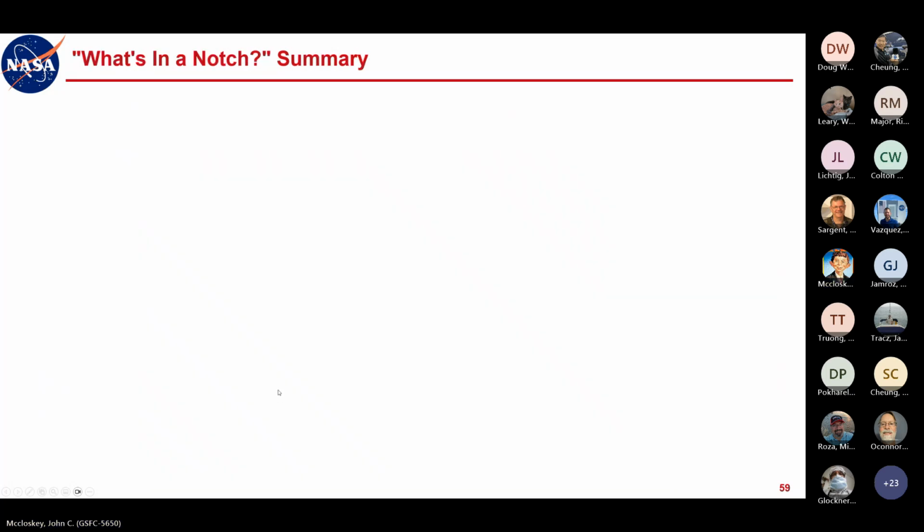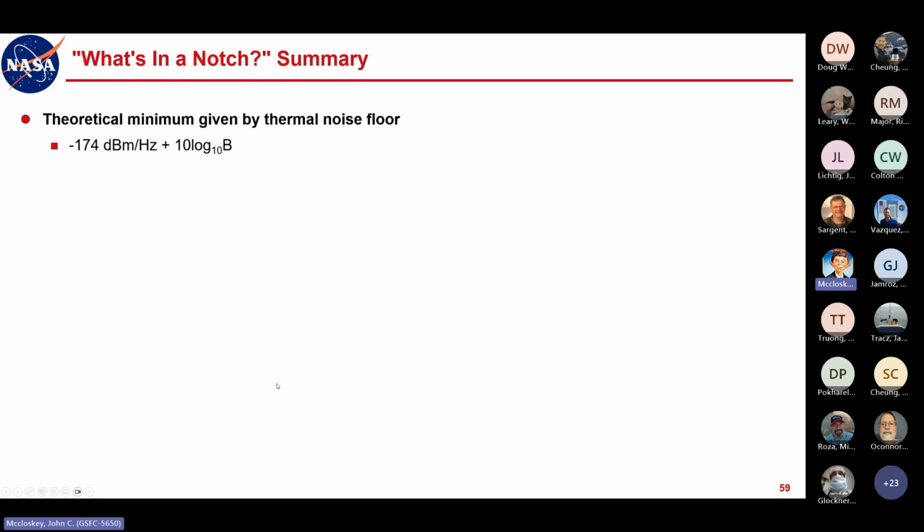So what's in a notch summary? The theoretical minimum is given by the thermal noise floor. That's your minus 174 dBm per hertz plus 10 times the log of the bandwidth, or minus 67 dB microvolts per root hertz in a 50 ohm system. Right?